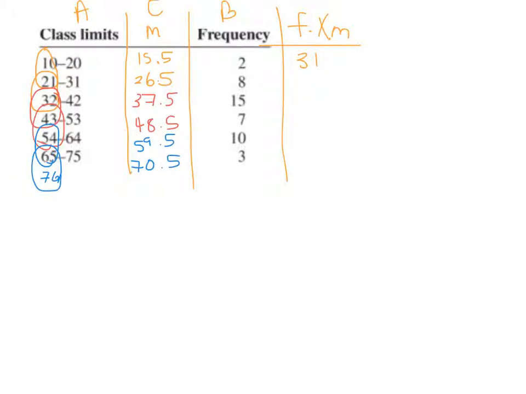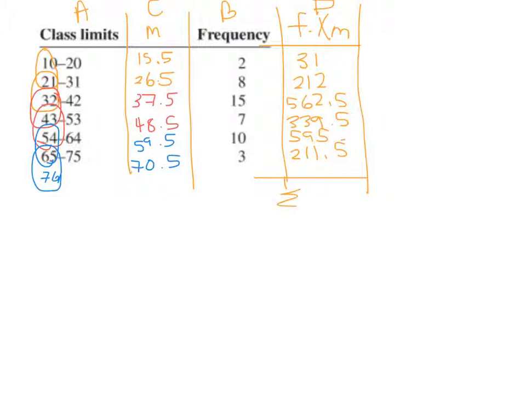26.5 times 8, and so on. So I get to 12, and then I continue, and I get 37.5 times 15 is 562.5, and I multiply straight across, and I fill up column D. Alright, so there's column D.